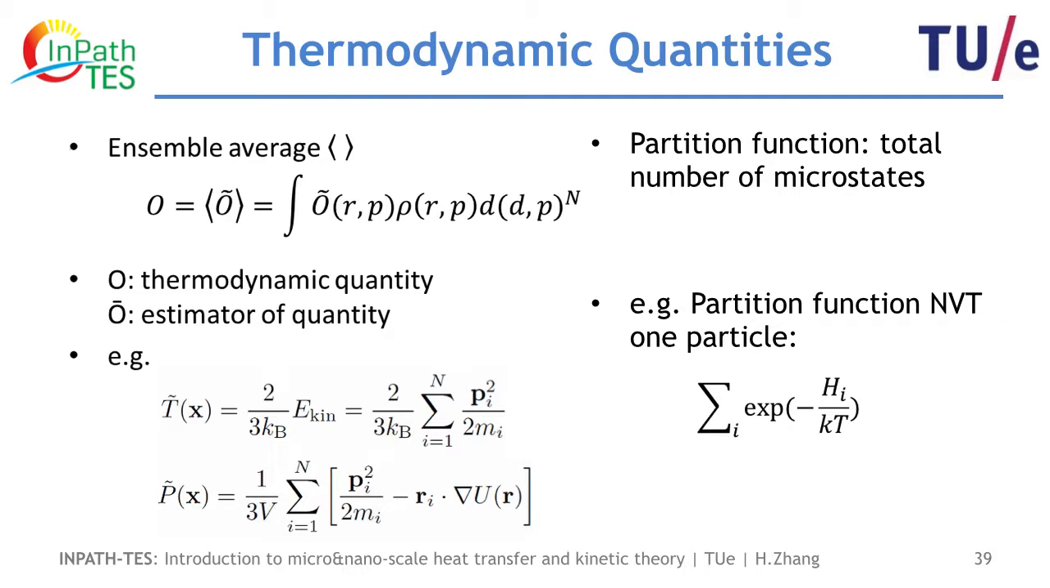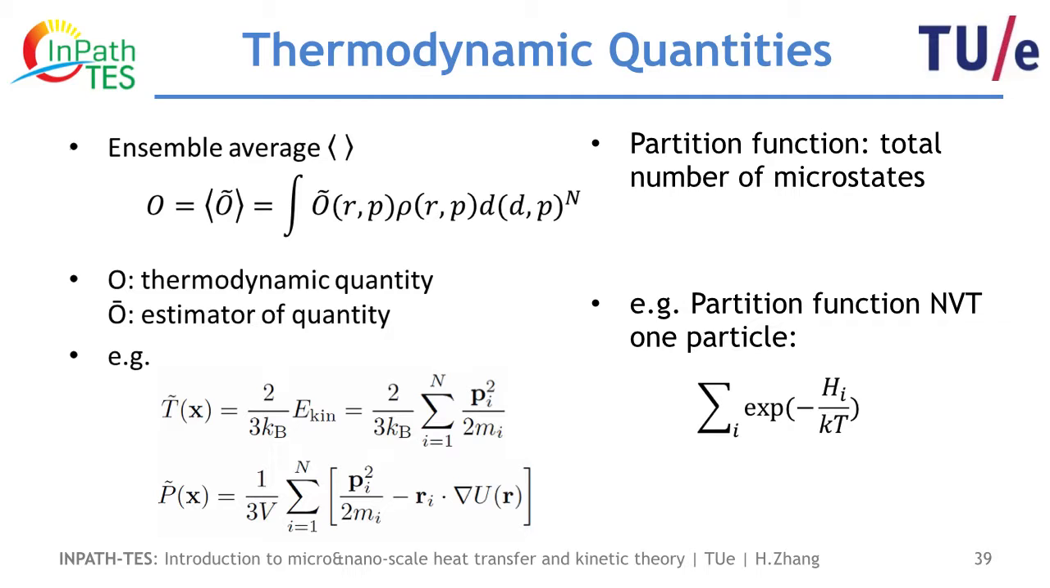To calculate the thermodynamic quantities of the ensemble microstates, we use the so-called ensemble average. A thermodynamic quantity O is calculated as an average weighted by the phase space density. For example, the estimator used to calculate the temperature of a microstate is twice the kinetic energy over 3k. If we put this into the ensemble average equation using the weighted phase space density, then we can find the average temperature of a system.